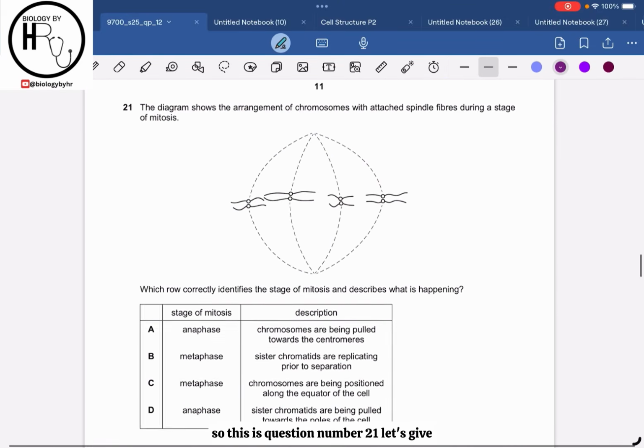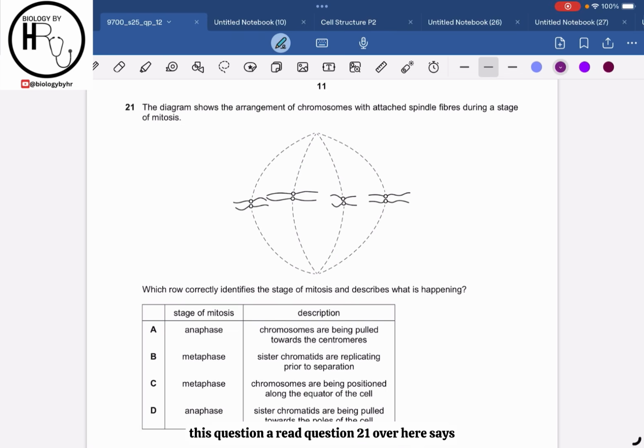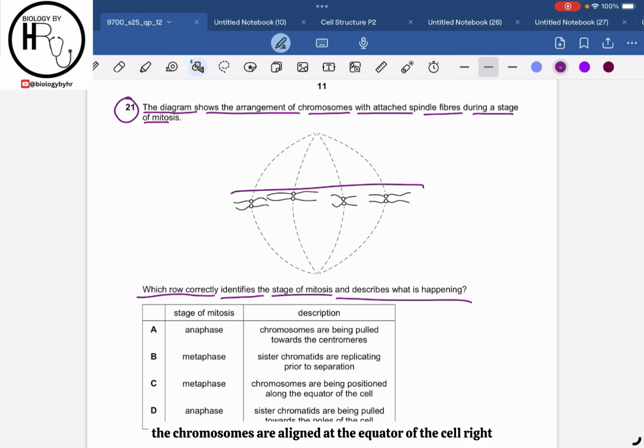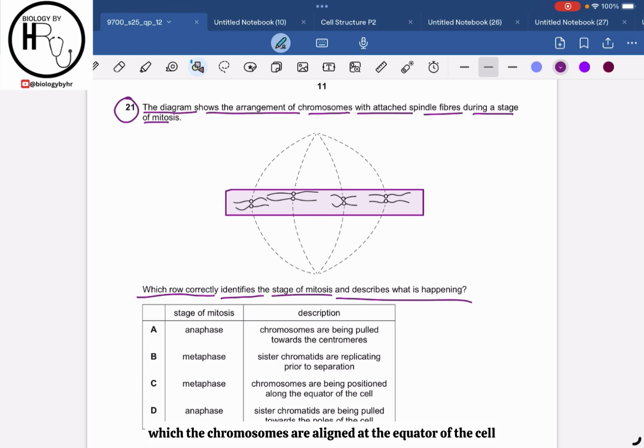So this is question number 21. Let's give this question a read. Question 21 says that the diagram shows the arrangement of the chromosomes with attached spindle fibers during a stage of mitosis. Which row correctly identifies the stage of mitosis and describes what is happening? In this stage of mitosis, you can see that the chromosomes are aligned at the equator of the cell, right? And what is the phase in which the chromosomes are aligned at the equator of the cell, or you can say in the middle of the cell? It is the phase of the metaphase, right?